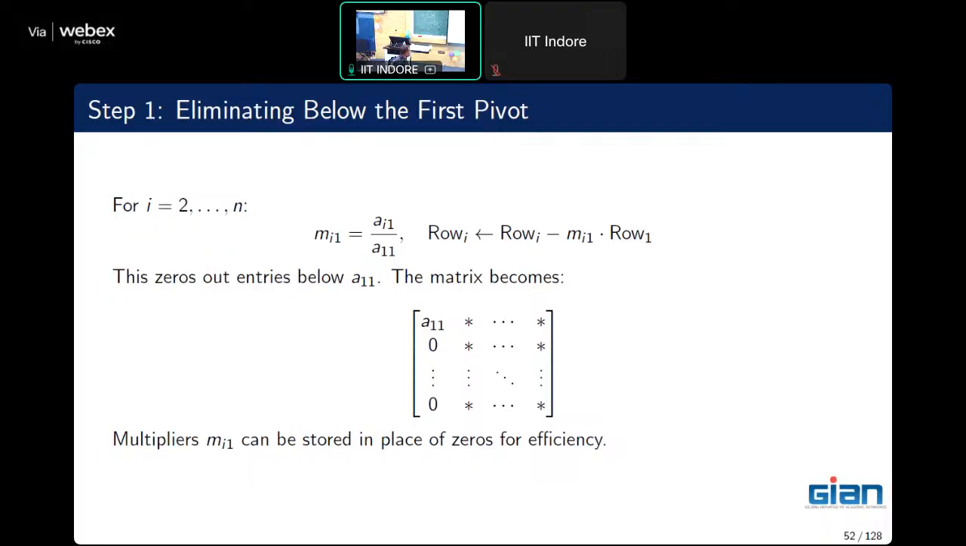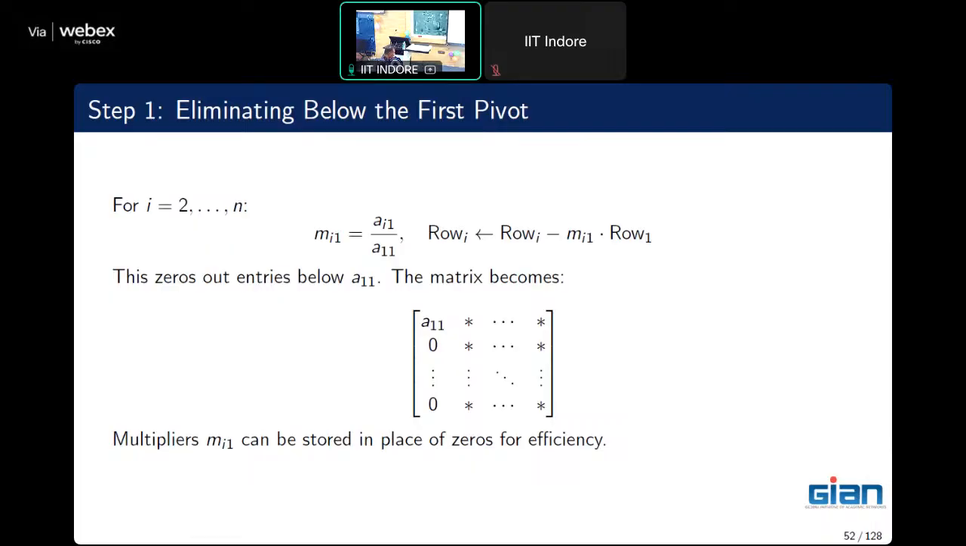And for this first operation, you need about n square flops, because every time there is one multiplication and one subtraction, so each step takes 2 flops. As i varies from 1 to n, the row itself contains n minus 1 entries, so each time you are multiplying n minus 1 entries. All these calculations are needed in this step.